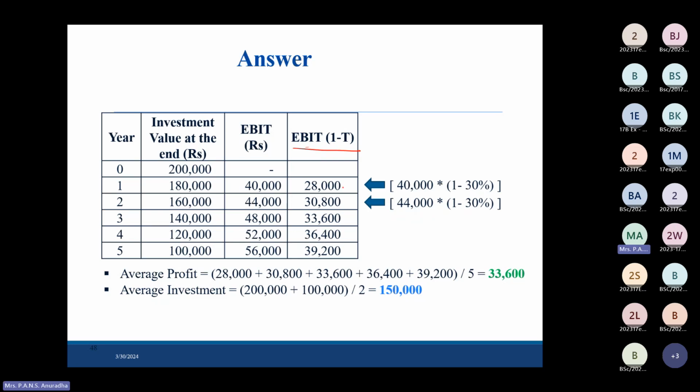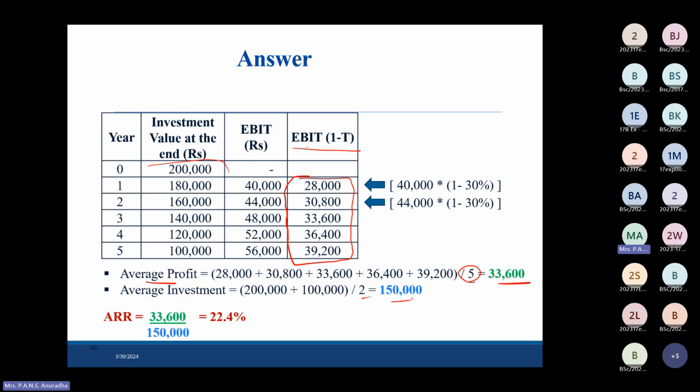during the life of the project, you have to calculate after tax profit. So these are the numbers you can check. These are the after tax profit. These are the investment. So now you can calculate average profit. Average profit means 28 plus 30.8 plus 33.6 plus 36.4 plus 39.2 divided by 5. 5 is the life of the project. So this is the average profit. Average investment, as I mentioned earlier, 200 plus 100 divided by 2, 150.